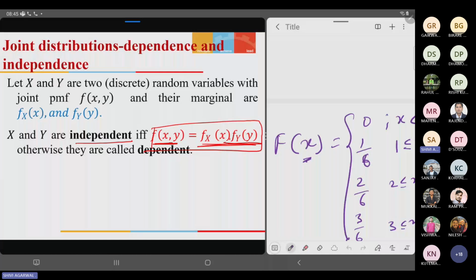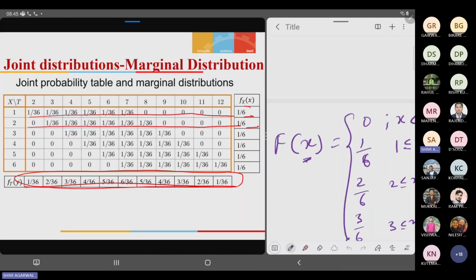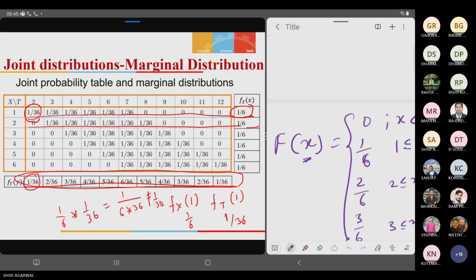For this example, if we are talking about this part and this part, it is 1 by 6 multiplied by 1 by 36. What we are doing is using f of x at 1 and f of t at 1. This is 1 by 6 and this is 1 by 36, and when we multiply them, it is 1 by 6 multiplied by 1 by 36, which is not equal to the joint value 1 by 36. So they are not independent here.